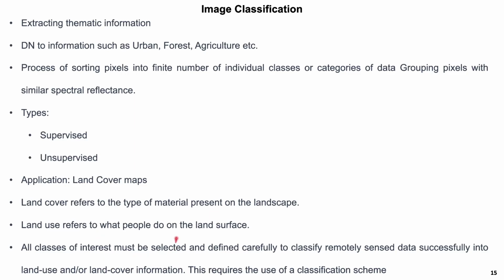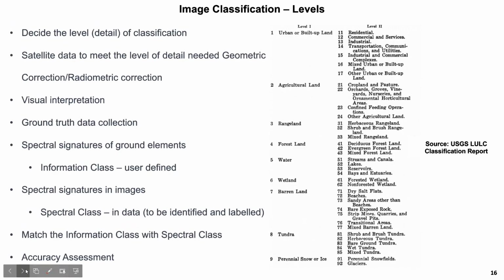And we need to select, before classification, all the classes that we are going to do the classification for. And how we are going to select, there are different levels. So level 1, level 2, and we have level 3 also. If you say level 1, it is just urban built up land, and if you go to level 2, we can say whether it is residential or commercial or industrial, and we have n number of level 2 classes. And similarly, agricultural land, range land, and their classes, forest land, and their different subclasses.